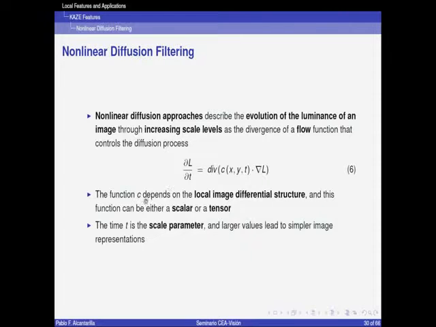The function c depends on the local differential structure, and can be a scalar or a tensor. In the case of features, we just consider this function to be a scalar function. So c is a scalar value that depends on the gradient, pixel coordinates, and scale information. And the time t is the scale parameter, as I said, and larger values will lead to simpler image representations.